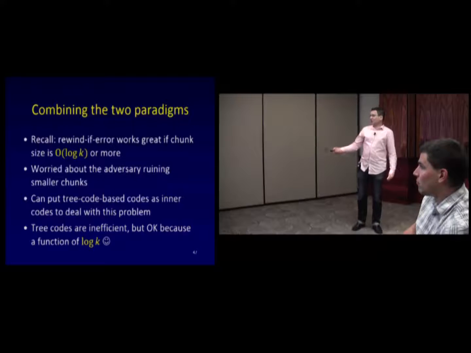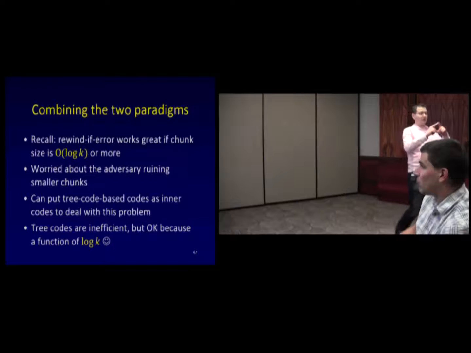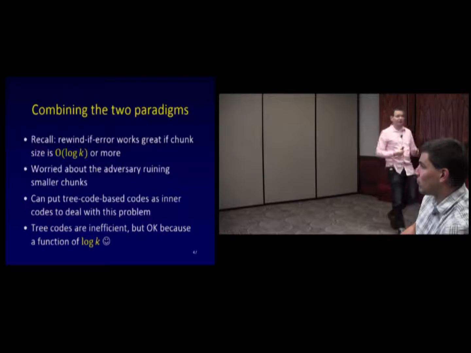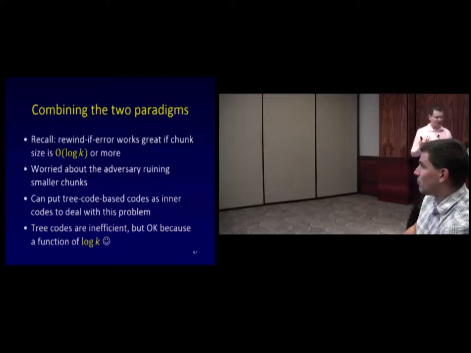And even though tree codes are inefficient, this thing as a whole is efficient because you only ever use tree codes of depth log k. Which actually means that even sub-exponential tree codes already give you something, because it translates into sublinear downstairs.